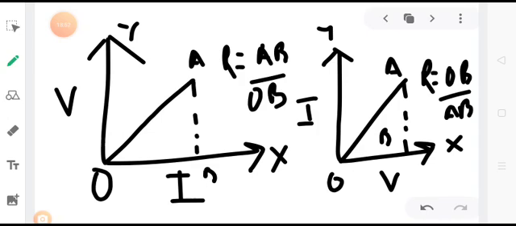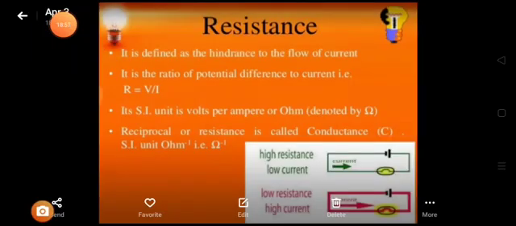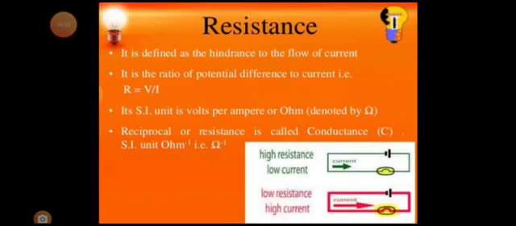Now the question arises, what is resistance? Resistance is defined as the hindrance to the flow of current. Now what does this word hindrance mean? It means an obstruction. Whenever current is flowing through a conductor, it faces some opposition. That opposition is given the name of resistance. Now very easily from Ohm's law, we can obtain an expression for resistance and that turns out to be R equal to V upon I.